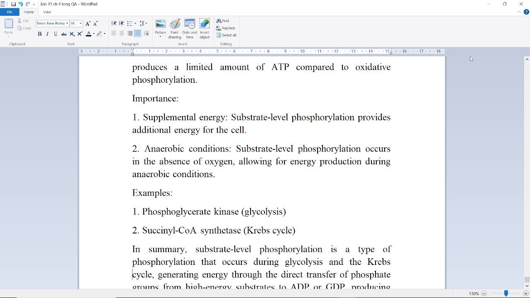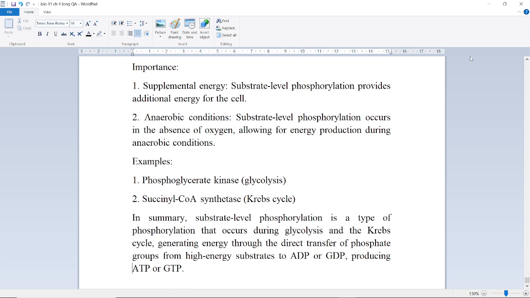Importance: supplemental energy. Substrate level phosphorylation provides additional energy for the cell. Anaerobic conditions. Substrate level phosphorylation occurs in the absence of oxygen, allowing for energy production during anaerobic conditions. Examples: phosphoglycerate kinase in glycolysis, succinyl-CoA synthetase in the Krebs cycle.